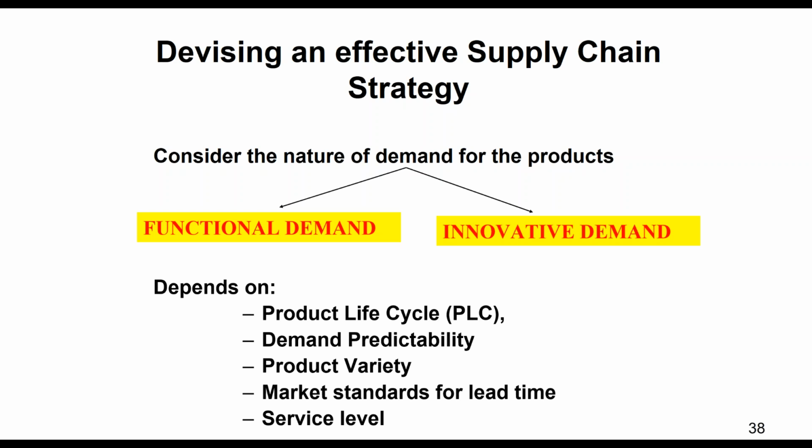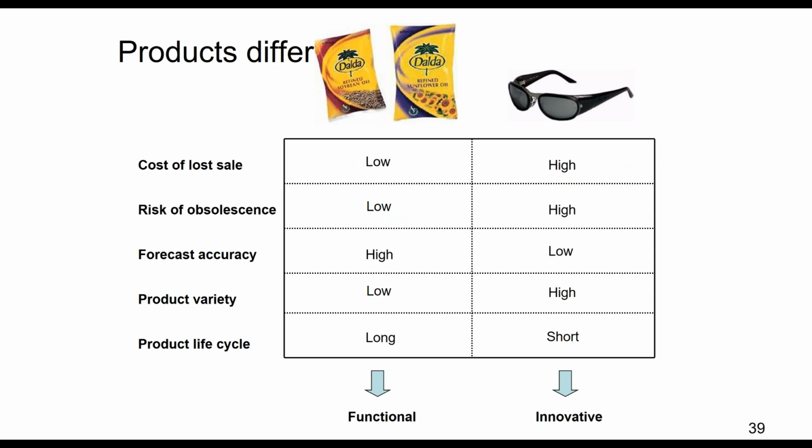So again, product life cycle. Functional demand has a very long product life cycle. Demand is predictable. Product variety is very minimum. Market standards for lead time are standard, and service levels are also very relaxed. For example, let's consider dalda or refined oil. The cost of lost sale is low, because tomorrow you will again buy it, and nobody is going to discard vanaspati ghee. The risk of obsolescence is very low. All these things are like commodities. They have been here for the last 50 years and they will continue for another 50, 100 years.